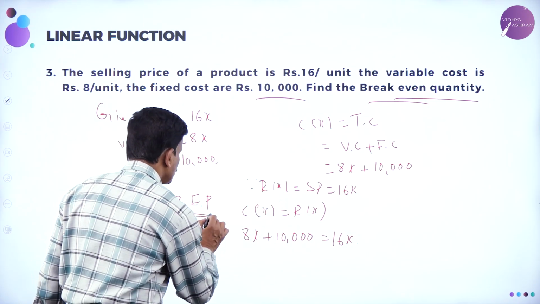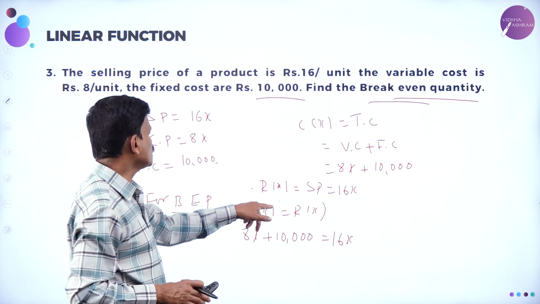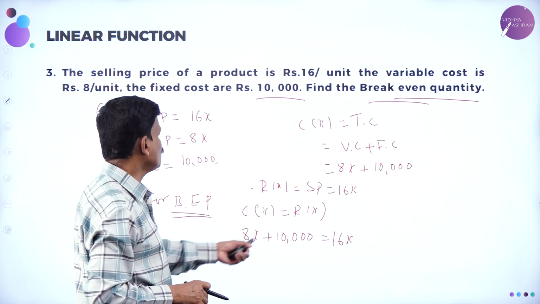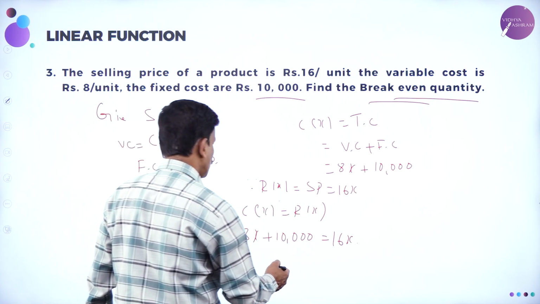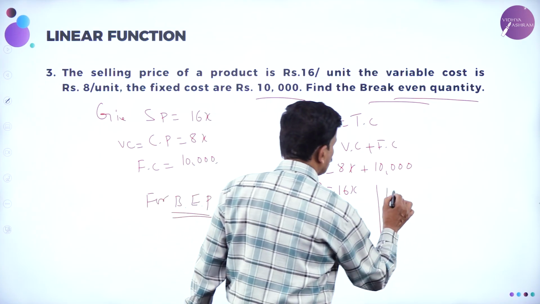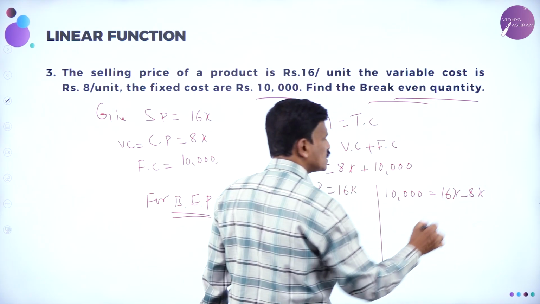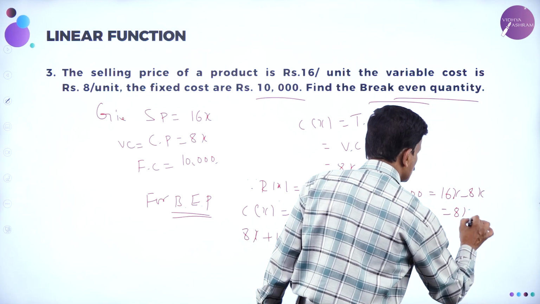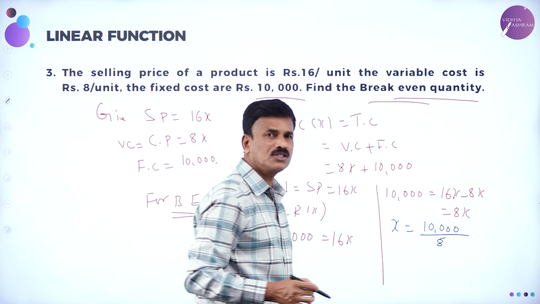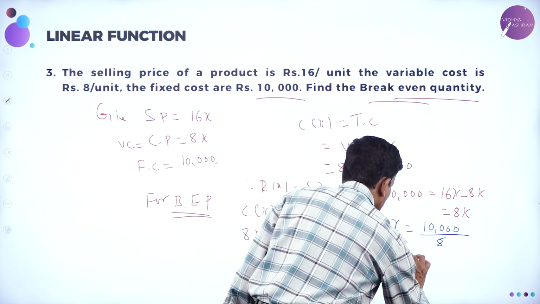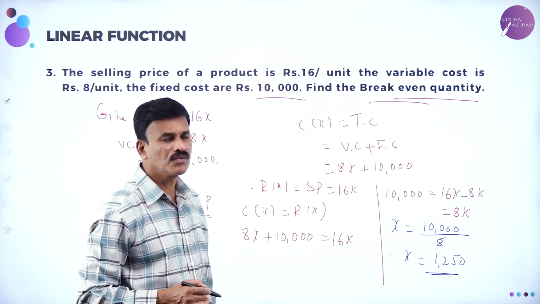Now, for break even point or break even quantity, we know that R of x is equal to C of x, that is, C of x is 8x plus 10,000 is equal to 16x. Just transfer it, so you will get the value of x. What is this equal to? That is equal to 10,000. 10,000 is equal to 16x minus 8x. 16 minus 8 is nothing but 8x. Therefore, x is equal to 10,000 divided by 8. 10,000 divided by 8 is nothing but, therefore, x is equal to 1250. x is equal to 1250 is the required answer.